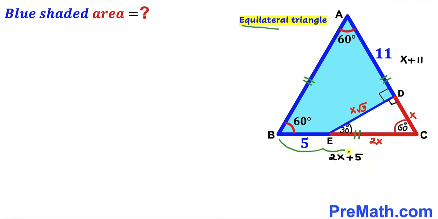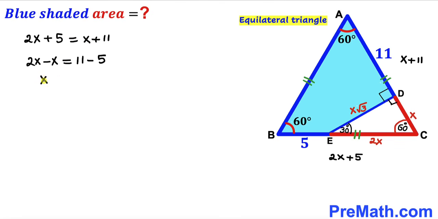this side BC is equal to this side AC. So therefore, 2x plus 5 has got to be equal to x plus 11. So I can write 2x plus 5 must be equal to x plus 11. And now I'm going to move this x to the left-hand side, and at the very same time I'm going to move this 5 in the opposite direction. And if we subtract, we're going to get x equal to 6 units. So therefore, this x value turns out to be 6 units.